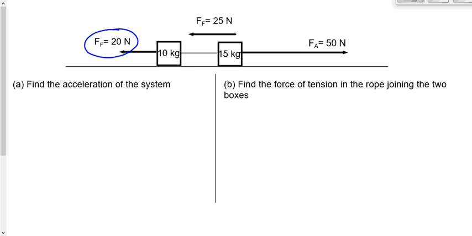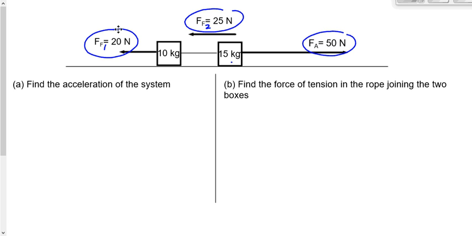That's an external force. It's a force of friction acting on the 10 kilogram object, between the 10 kilogram object and the surface. We'll call that FF1. There's another force of friction that we'll call FF2 that acts between the 15 kilogram object and the surface. And then we have an applied force we're calling FA of 50 newtons that's pulling the system to the right.